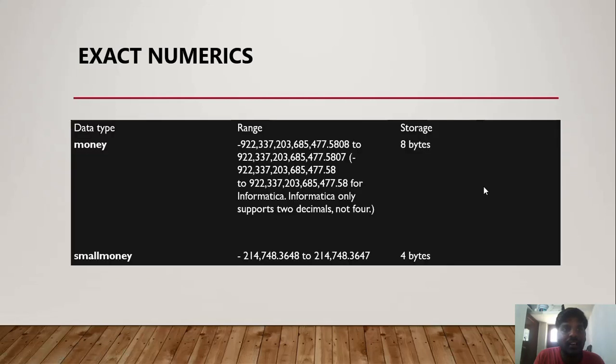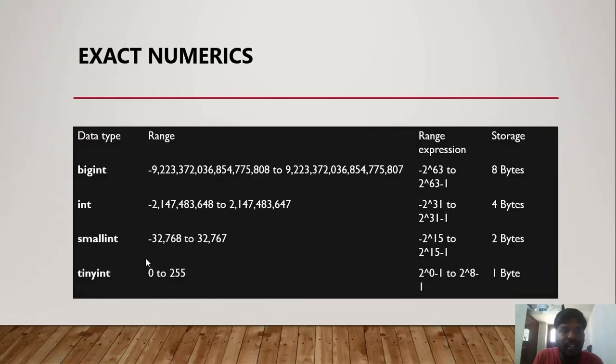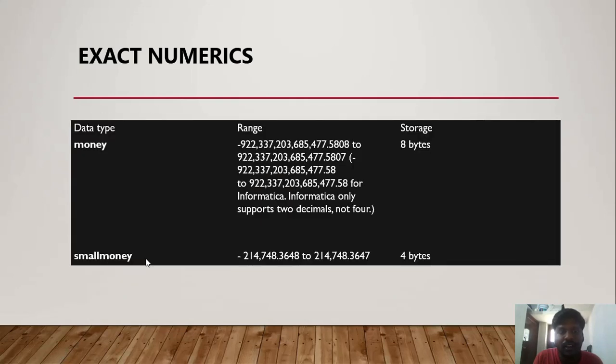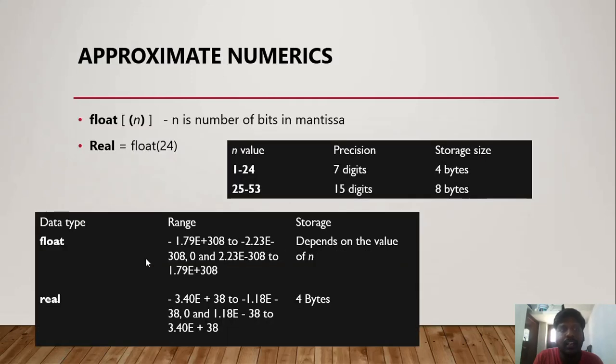Moving ahead, we shall look into the data types money and smallmoney. We could see that they have a very high range and also high precision. Smallmoney occupies 4 bytes of storage, and money occupies 8 bytes of storage. This is about money and smallmoney. So far in the exact numerics we have the int data types, decimal and numeric, and money and smallmoney. Moving ahead, in the approximate numerics we have float and real data types.